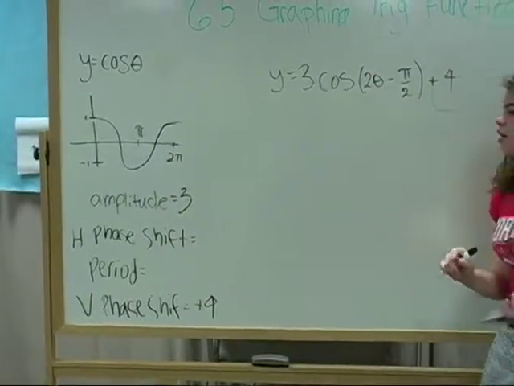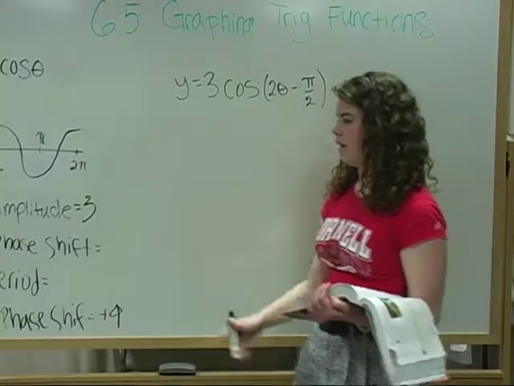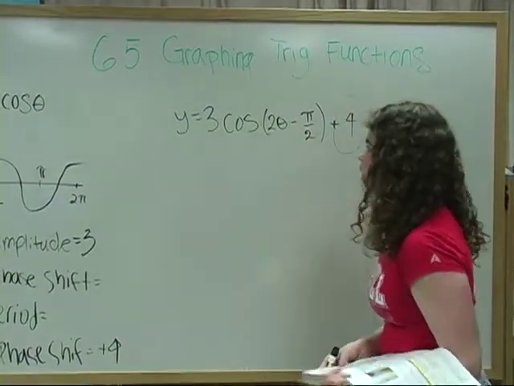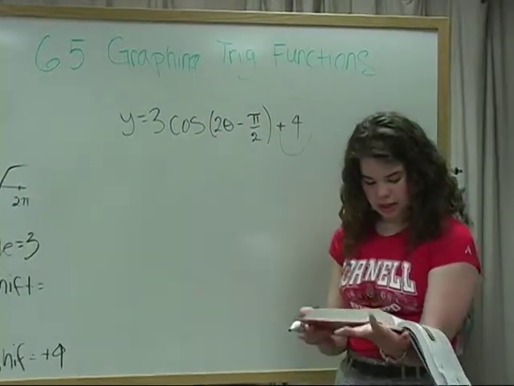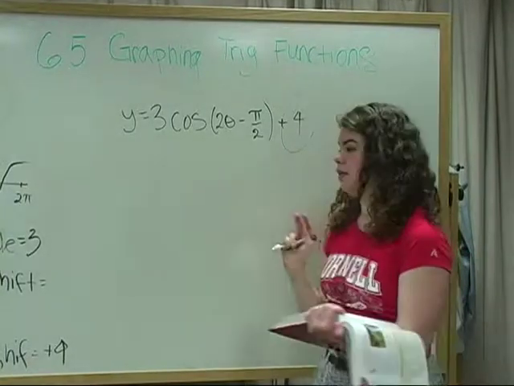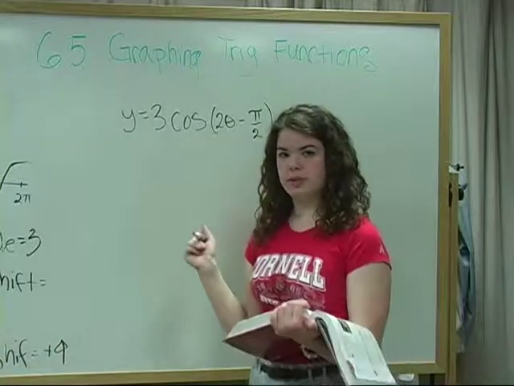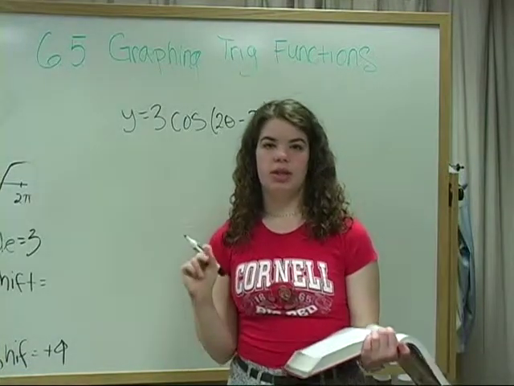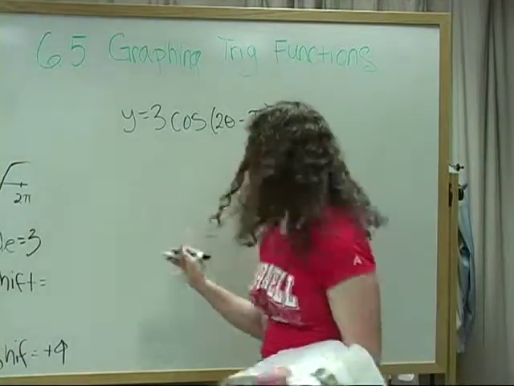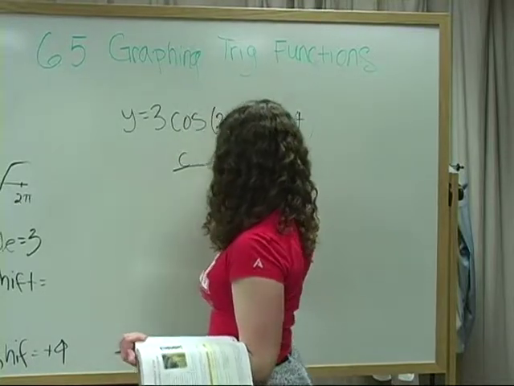Okay, great. So now that we have all of our vocabulary written on the side, let's start with finding the horizontal phase shift of our equation. In order to find our horizontal phase shift, we are dealing with the variables C and K. C and K are found on the inside.